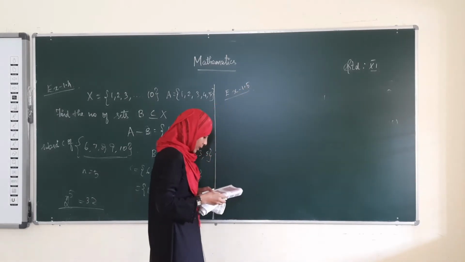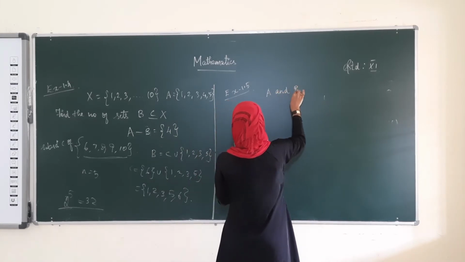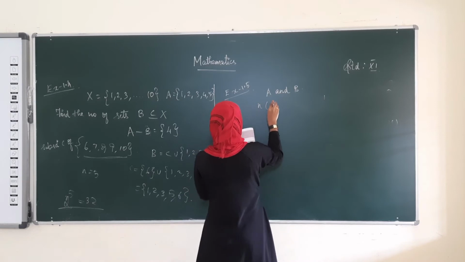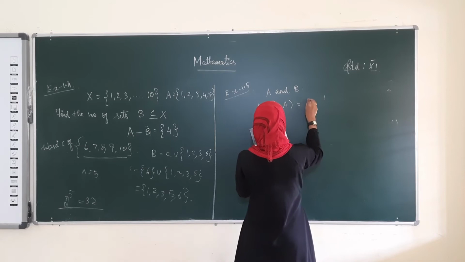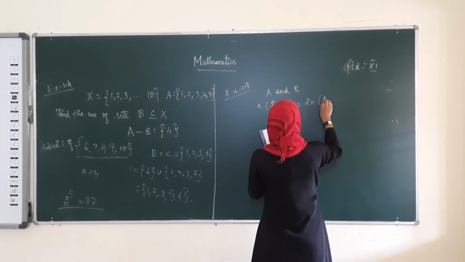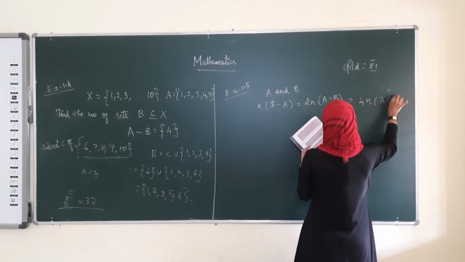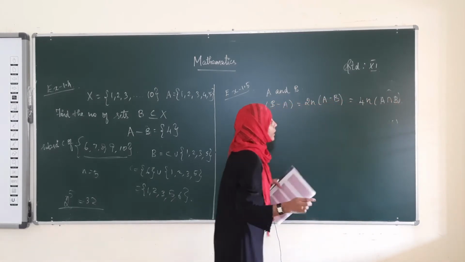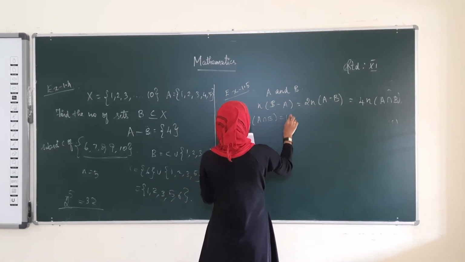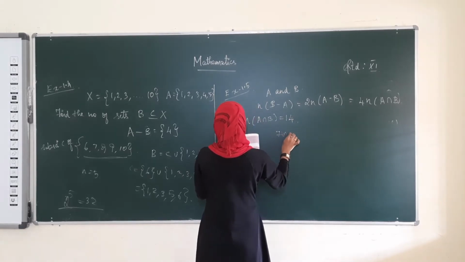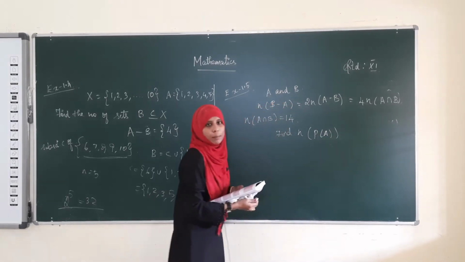Now we are moving on to example 1.5. What have they given? If A and B are two sets such that n of B minus A is equal to 2 into n of A minus B, which is equal to 4 into n of A intersection B, and they have given n of A intersection B is equal to 14. What we have to find is the number of power sets of A. How can we find the number of power sets of A?